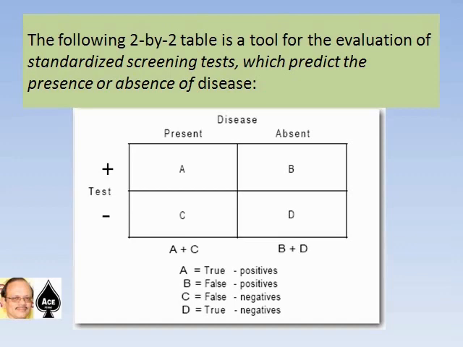So there are two things you can add together. Horizontally, A plus B and C plus D. Vertically, you can add A plus C and B plus D. A plus B indicates the test is positive. C plus D indicates the test is negative. A plus C indicates the disease is present. B plus D indicates the number of cases where the disease is absent. And the letter A indicates true positive. The letter D indicates true negative. The letter B indicates false positive, and the letter C indicates false negative.